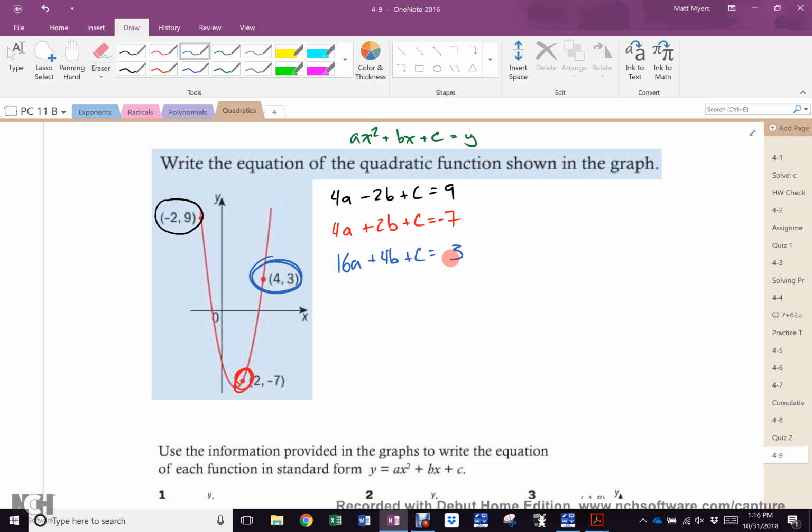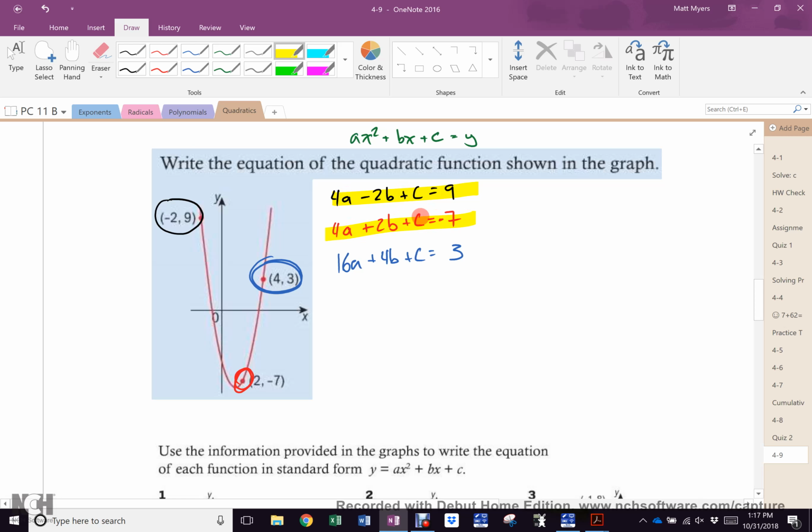You just got to use systems, right? What are the 2 strategies I gave you for systems in grade 10? Substitution and elimination, yes? Well, can I eliminate anything there? I can eliminate C and A right here, can't I? Can't I eliminate A and C right there? By doing what? What do I have to do to the first line and the second line to get rid of A and C?